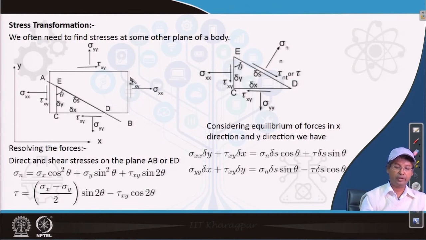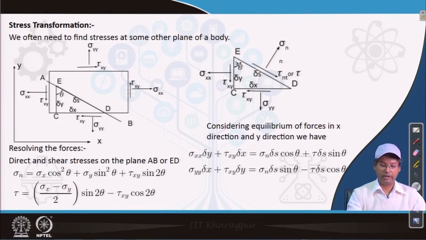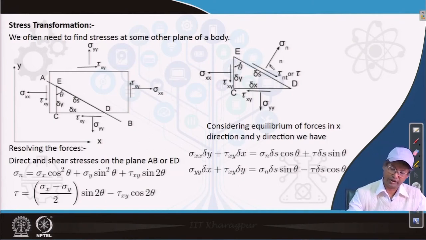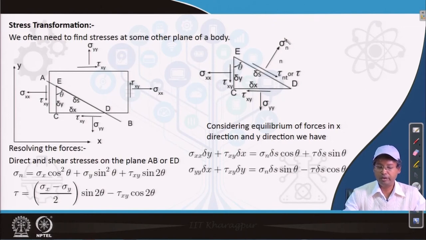inside this element. That inclined plane is denoted by A, B, and we are separating that out here. Once we separate it out, we do not know the stress condition at this plane. That is the reason we have put sigma n acting normal to that plane, and one more component, tau nt, along the plane.